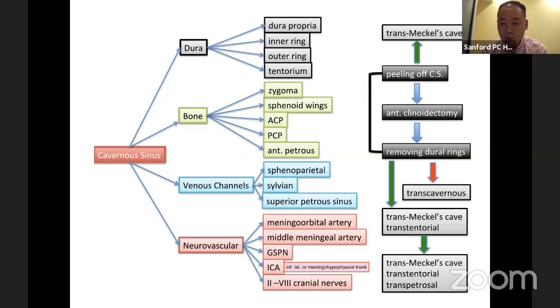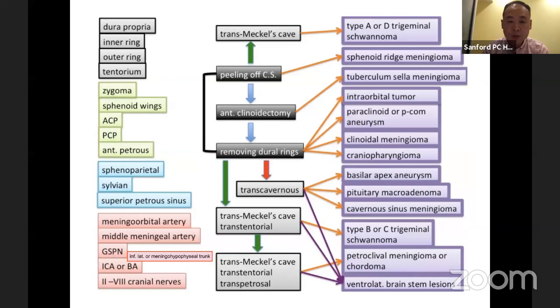Based on the different approaches and different pathologies, I summarize several pathologies or tumors in or surrounding the cavernous sinus, and maybe you can follow this flow chart. When you're dealing with some of the pathology, you may think about how different parts of the anatomy are involved and how different parts of the anatomy you have to deal with.